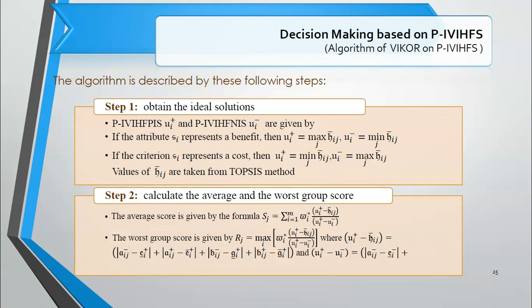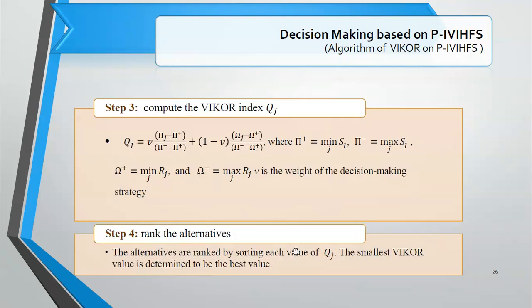Now we describe the ranking algorithm for the VIKOR method. First, we find the ideal solution corresponding to benefit and cost attributes. In the next step, we calculate the average and the worst group score, Sj and Rj respectively. Next, we calculate the VIKOR index Qj. Based on the VIKOR index, we rank the alternatives. The smallest VIKOR index is determined as the best alternative here.